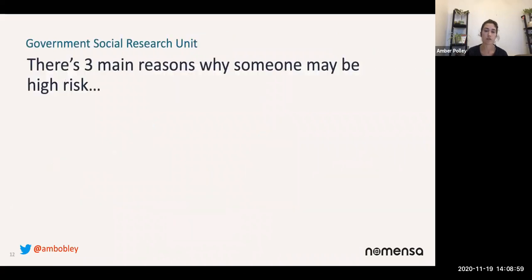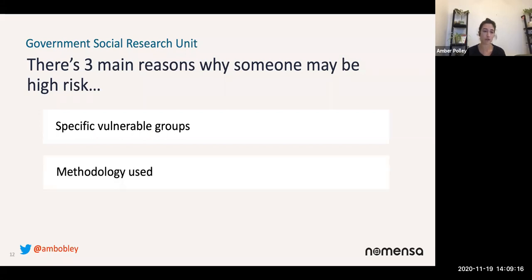The Government Social Research Unit says there's three main reasons why someone may be at a high risk of being vulnerable when you're conducting research. So like we've just seen, there's specific vulnerable groups, specifically if there's permanent vulnerability, like when you're young or elderly. If you're using particularly invasive methodology in your research, that could mean anyone that you're researching with could be potentially vulnerable.